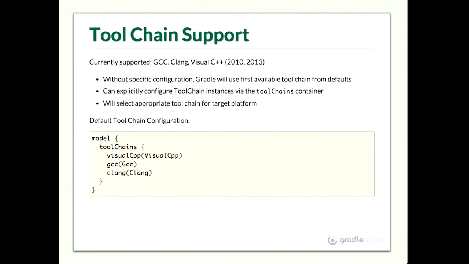So yeah, that's if you have the defaults, but you can explicitly say which tool chains you want to use in your build script. So that's part of configuring the model for your build. What usually happens in the development process is you'll start off playing around and you won't have defined any tool chains.